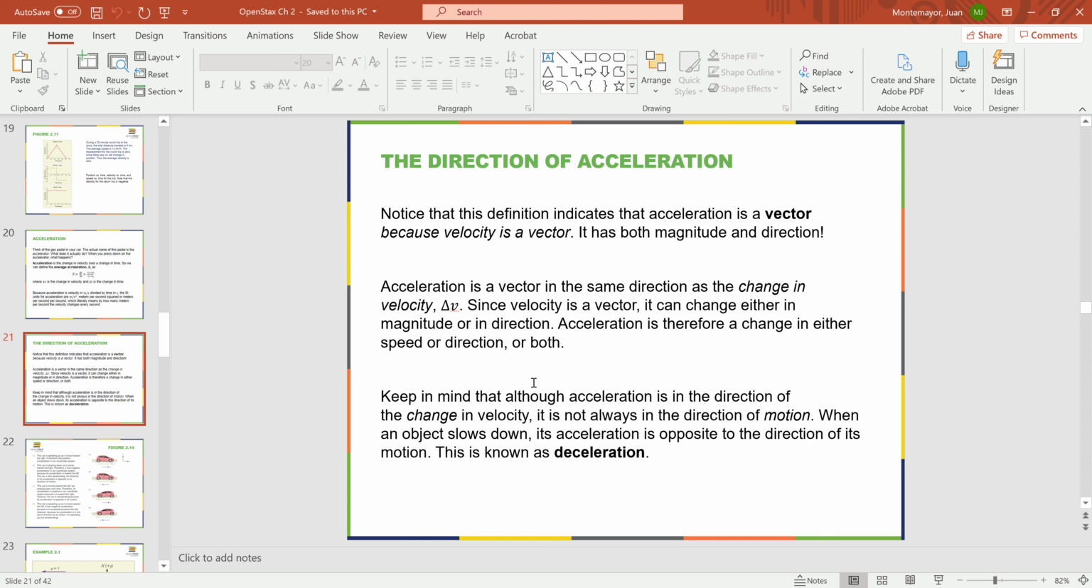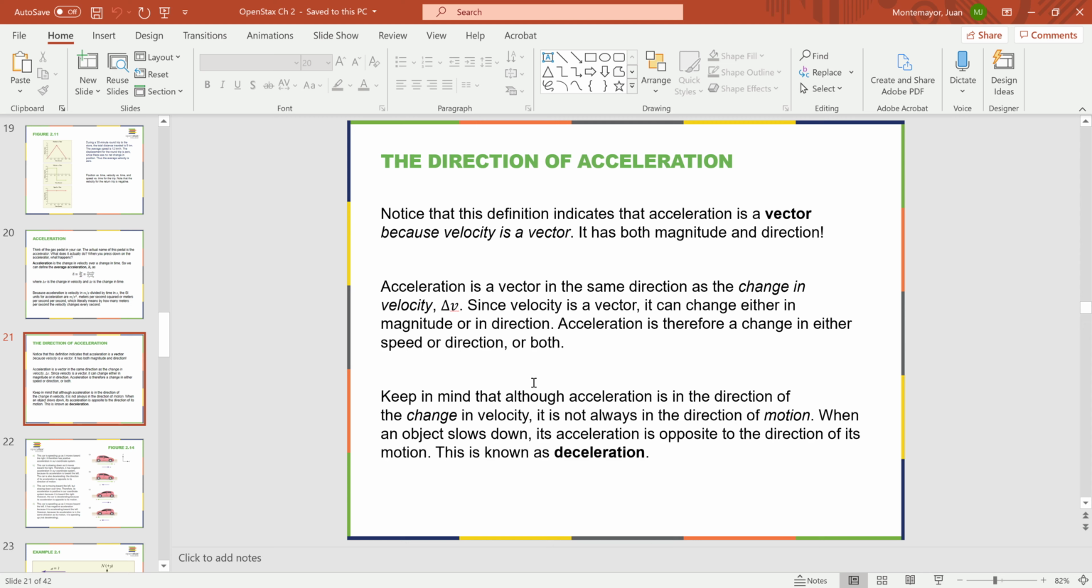Since velocity is a vector, it can change either in magnitude or in direction. Acceleration is therefore a change in either speed or direction or both. Keep in mind that although acceleration is in the direction of the change in velocity, it is not always the direction of motion. When an object slows down, its acceleration is the opposite direction of its motion. This is known as deceleration.